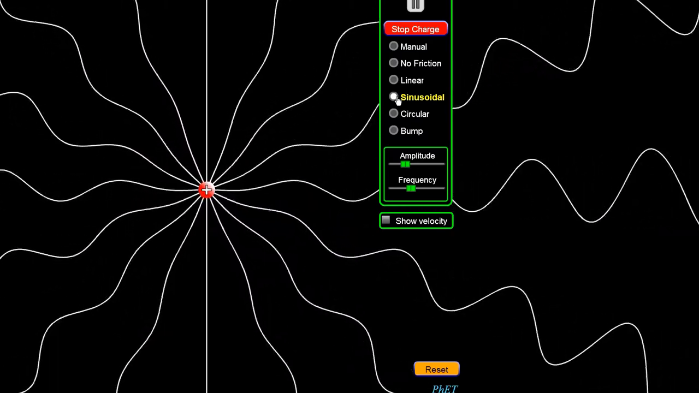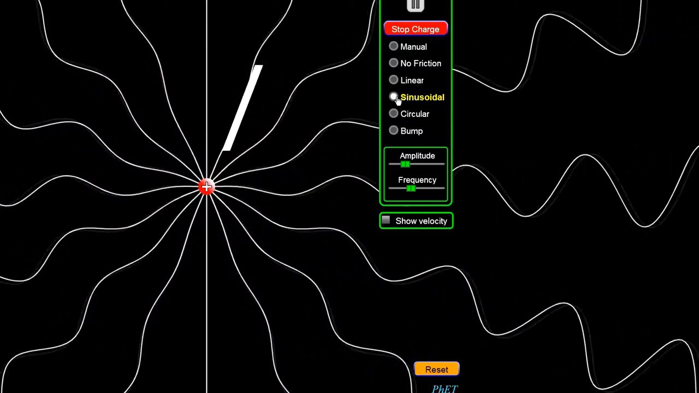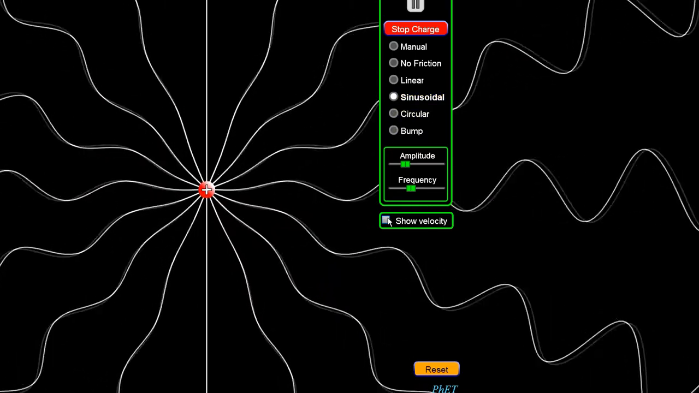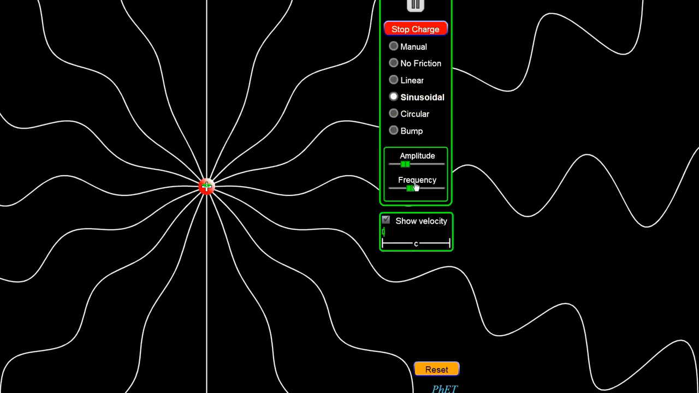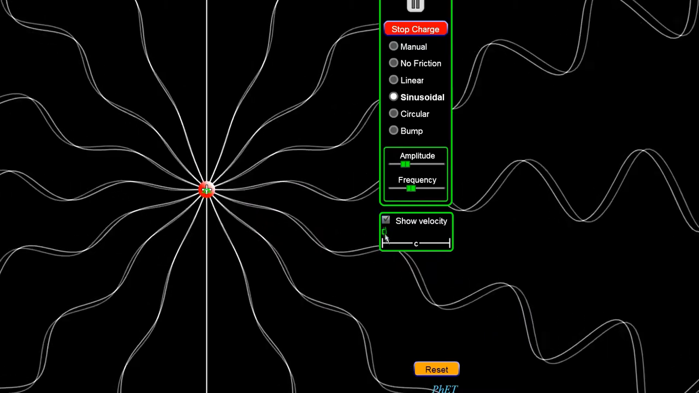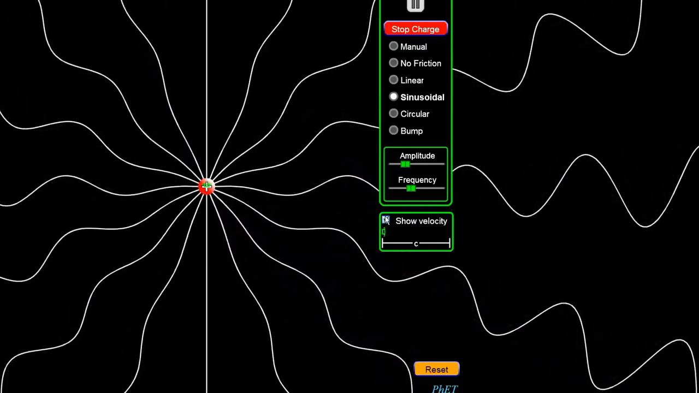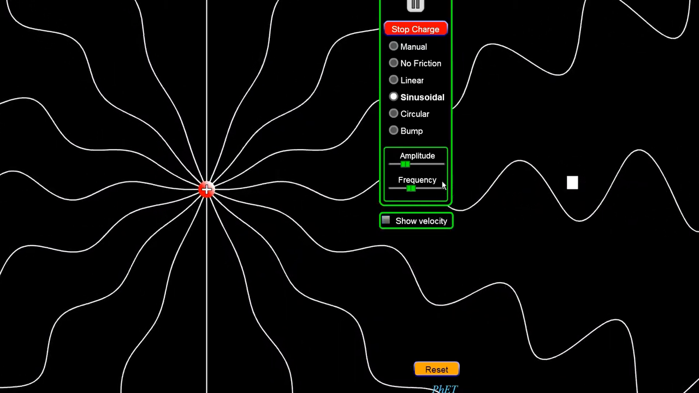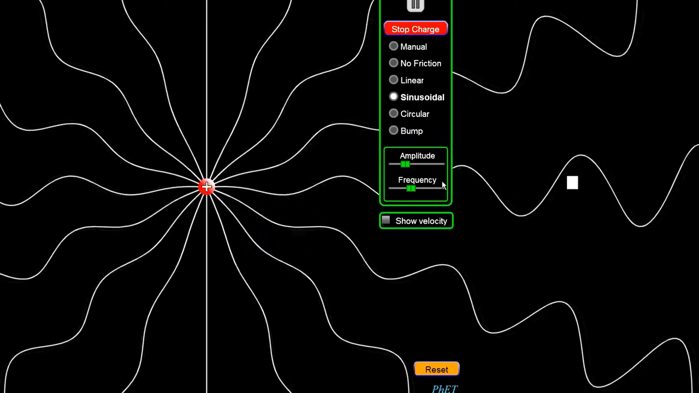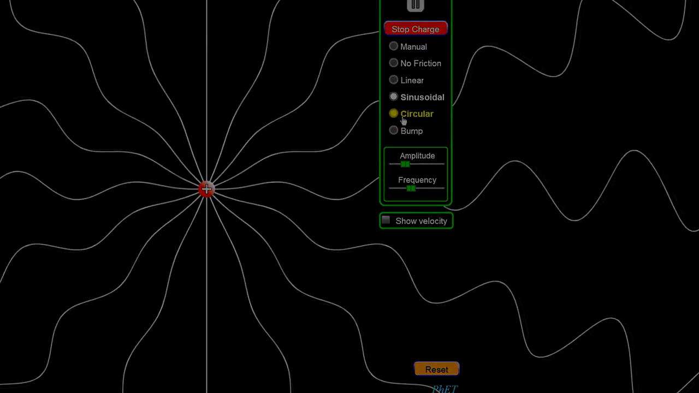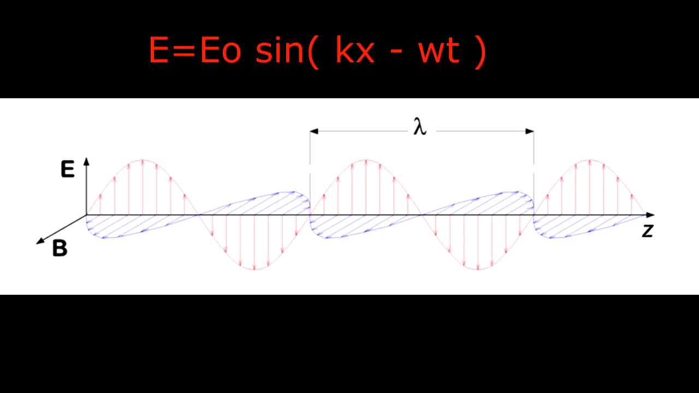At any location, a field line points back to the location where the charge had been at the moment that the electric field line began moving outward. At any point, the electric field is oscillating sinusoidally in time. The red color shows a traveling electric wave.